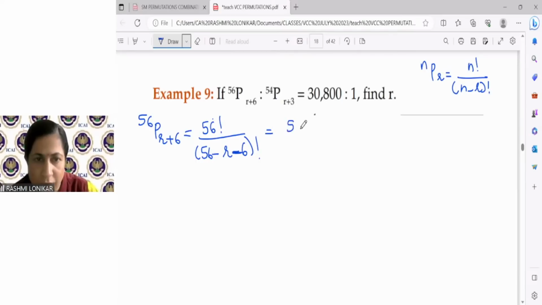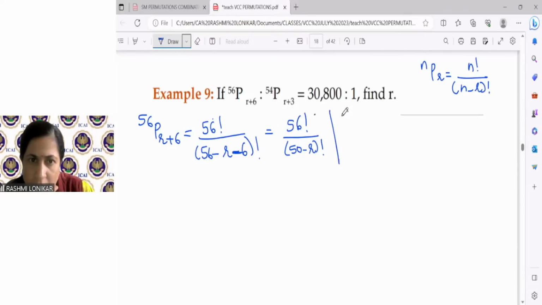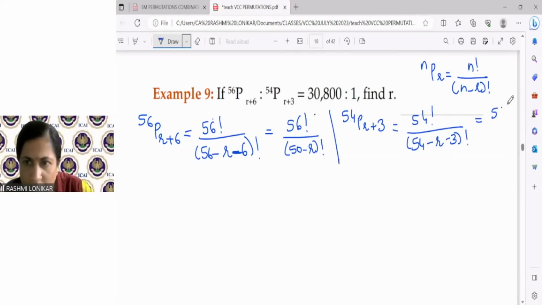So this is equal to 56 factorial upon, what is this? 56 minus 6 is 50. So this is (50 minus r) factorial. Okay. Then 54P(r+3) will give you 54 factorial upon (54 minus (r plus 3)) factorial, which is equal to 54 factorial upon 54 minus 3 is 51, (51 minus r) factorial.